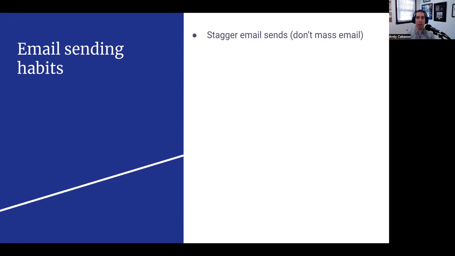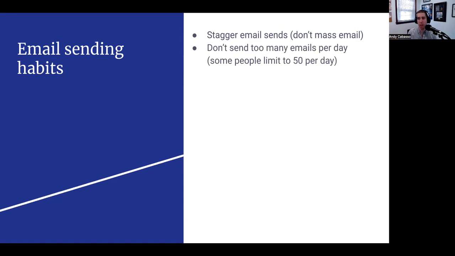So basically, your email sending habits should look natural, and so staggering your emails is a best practice. And also, don't send too many emails per day. There is a lot of debate on this, and different email providers have different sending limits. I know some people, as a rule, will say, I only want to send up to 50 emails per day per email address. Others will send up to 200 or 300 per day if their email provider allows for that.